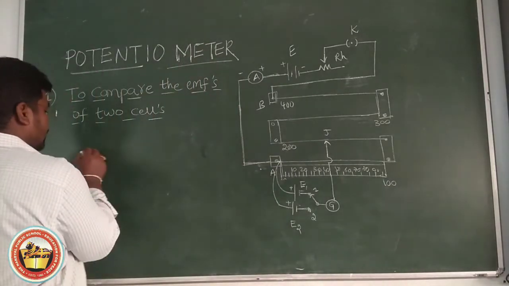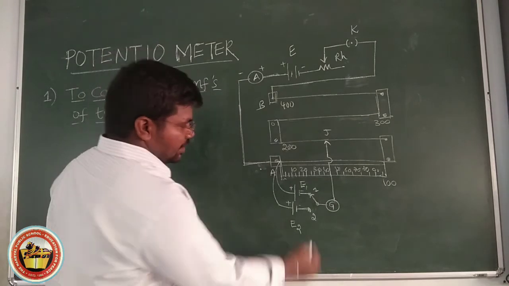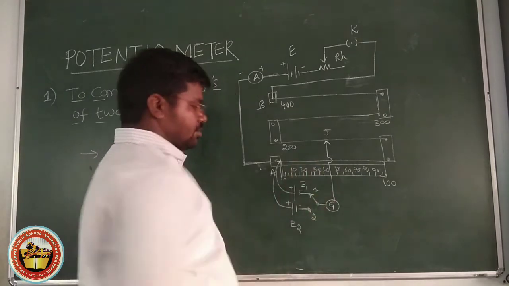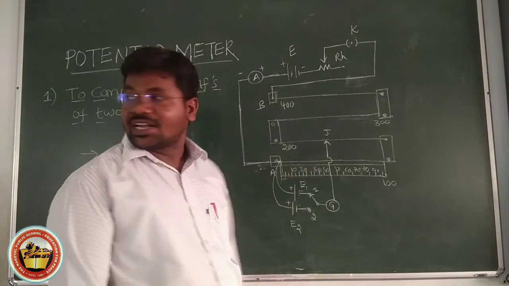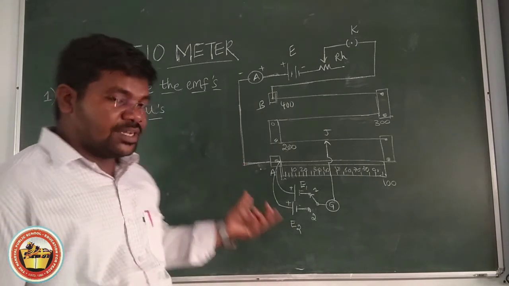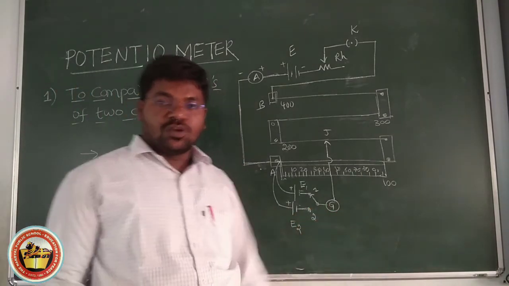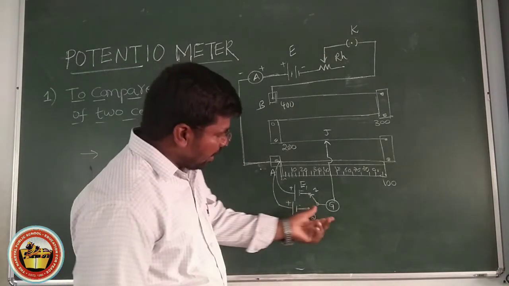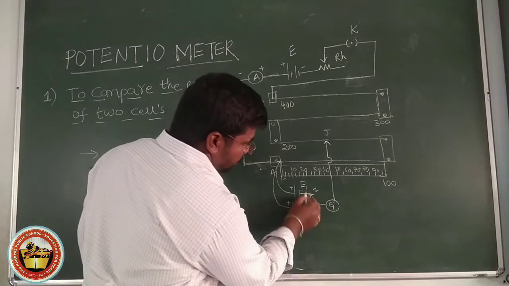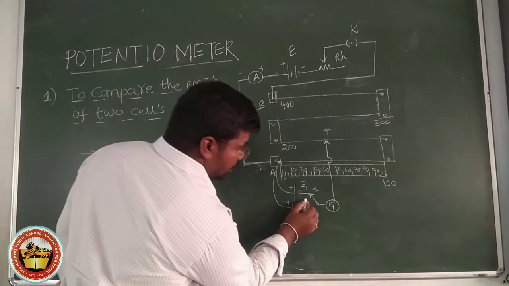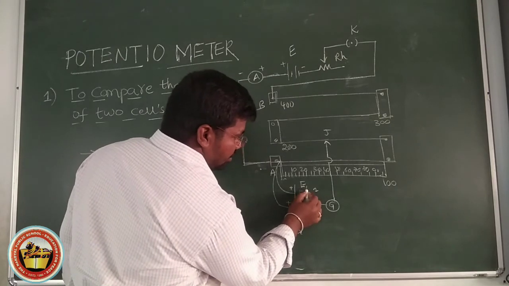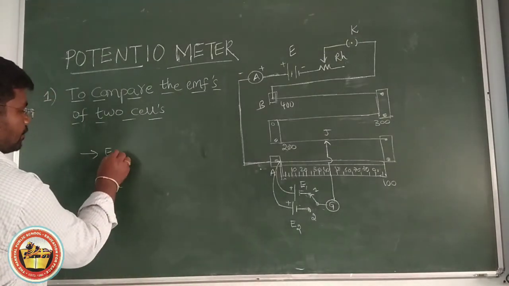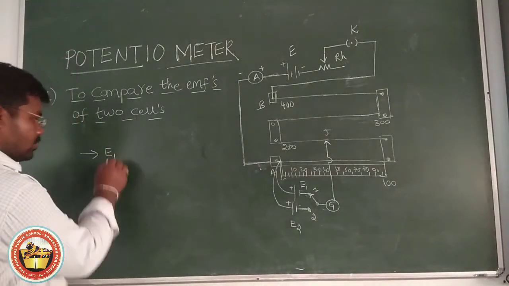First one, if we connect galvanometer to E1, be careful. How can we compare two EMFs by using a potentiometer? First step, we attach the galvanometer to E1. Be careful. First, we connect the E1 cell to the galvanometer.